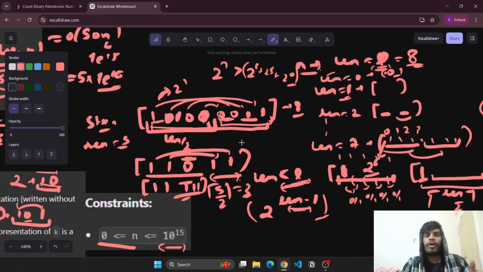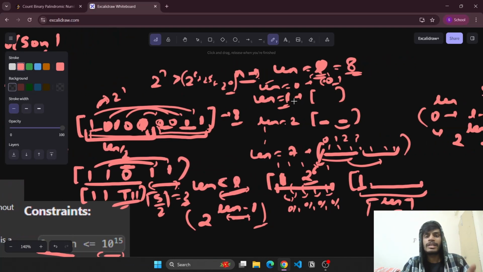In that case, all those lengths of bits which are less than that of N, because here the length was 8, so all those binary representations which have a length less than the binary representation of N, we can arrange in any possible manner, because obviously it will never exceed N.